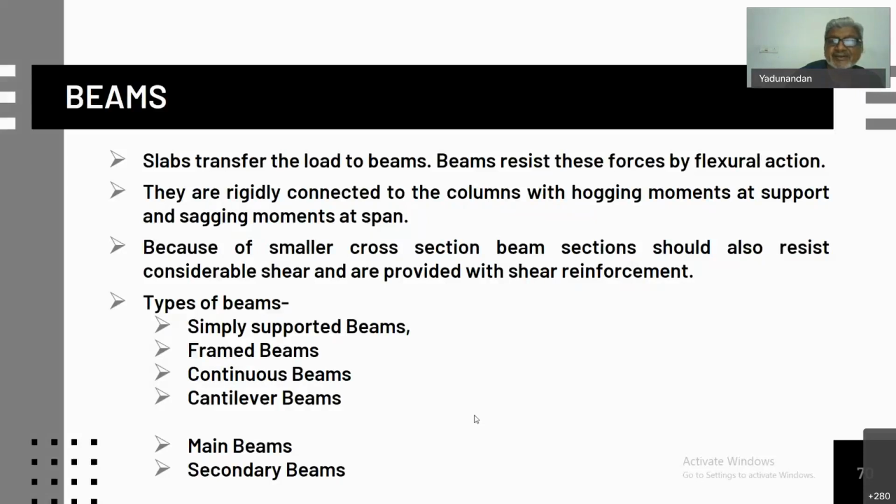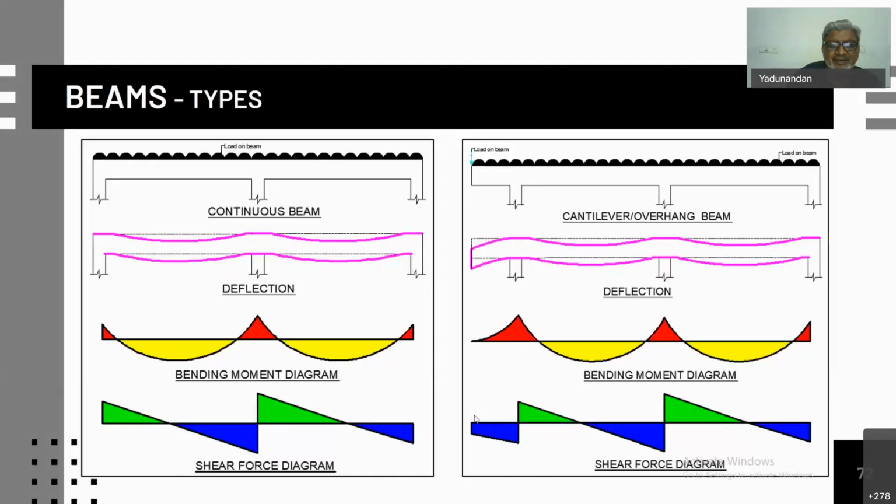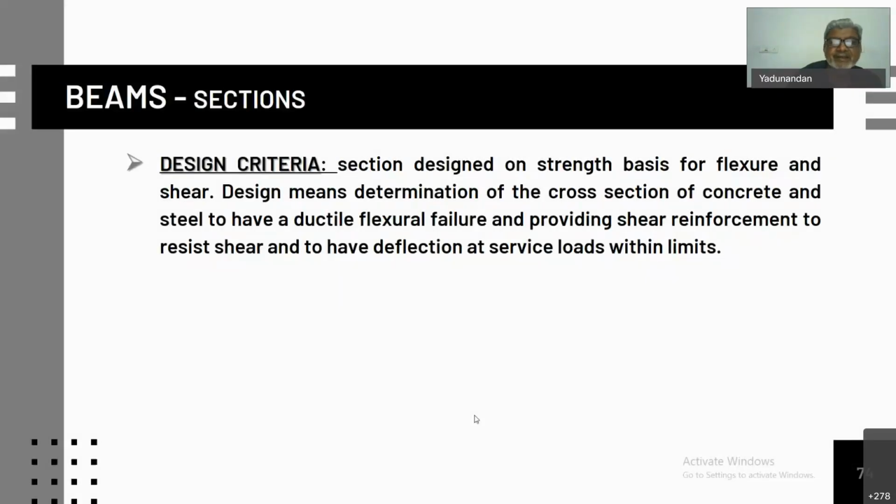The beams are rigidly connected to columns with hogging moments at the support and sagging moment at the span. Because of the smaller cross section, the beam section should resist considerable shear and also provide shear reinforcement. Various types of conditions therefore arise: simply supported, continuous, and cantilever beams. There will be main beams and secondary beams, and you know the action, therefore, of simply supported and the continuous or a fixed beam, where the load is distributed between the span and the support. And sometimes when the secondary beam transfers the load to the main beam, there can be a moment distribution and shear distribution like this, which you have to note carefully.